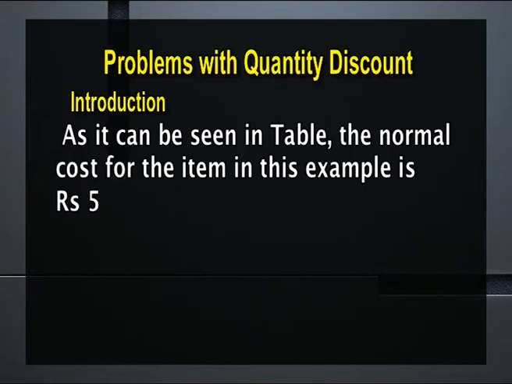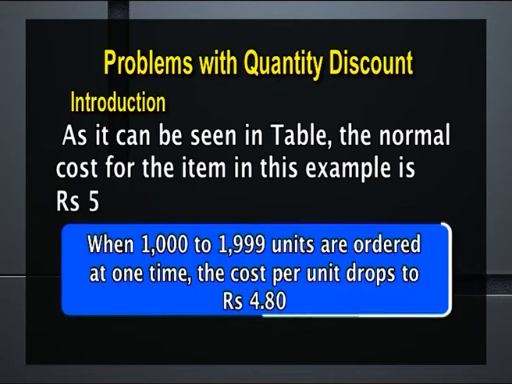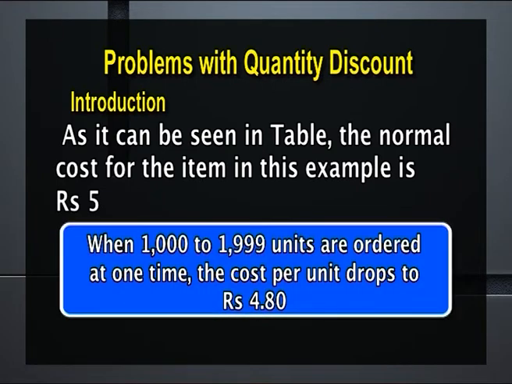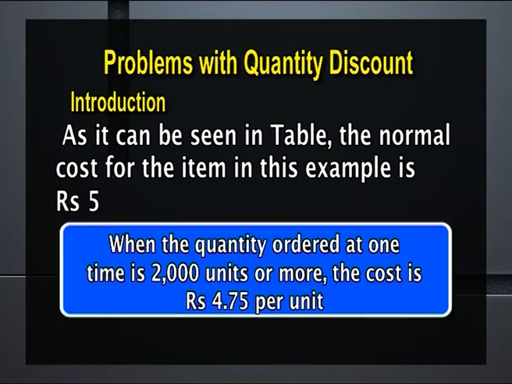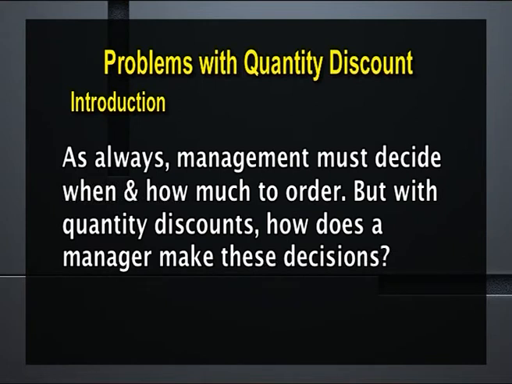As can be seen in the table, the normal cost for the item in this example is Rs 5. When 1000 to 1999 units are ordered at one time, the cost per unit drops to Rs 4.80. And when the quantity ordered at one time is 2000 units or more, the cost is Rs 4.75 per unit. As always, management must decide when and how much to order. But with quantity discounts, how does a manager make these decisions?